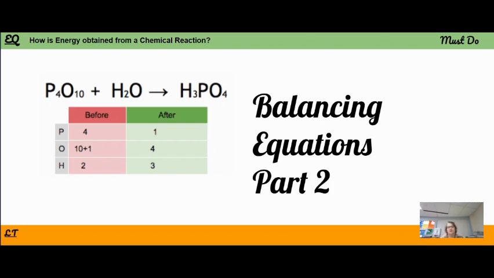So we've looked at how to start the process of balancing chemical equations. Today we're going to look at how you physically make both sides, the reactants and the products, have the same number of atoms.